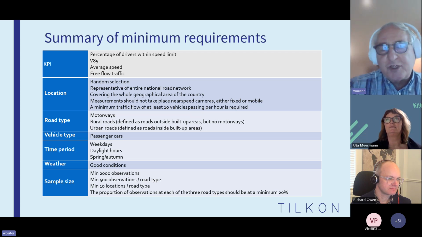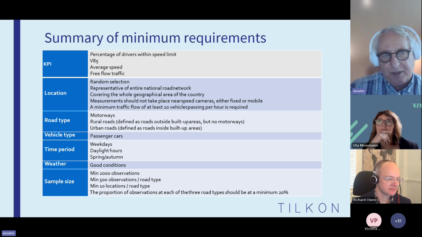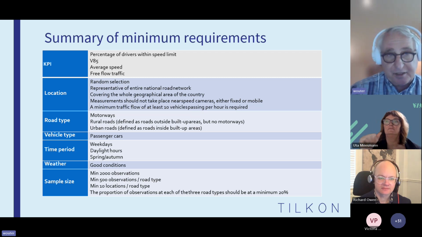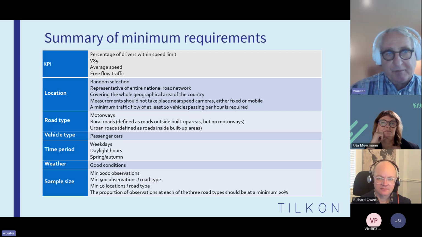In general, it's much higher, like 10,000 observations, but this is to be consistent with some of the other road type observations, where actually getting 2,000 observations can be even a challenge. So that's basically how it looks, and it is actually the base for the measurements in the member states.